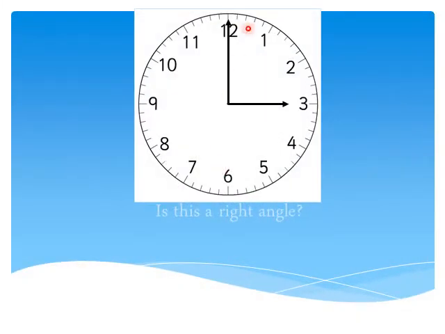Yes, these two hands make a right angle because they are making a capital L shape, and at the same time, if I put here the edge of a paper, they are lying exactly on the edges of the paper. So these two hands make a right angle.